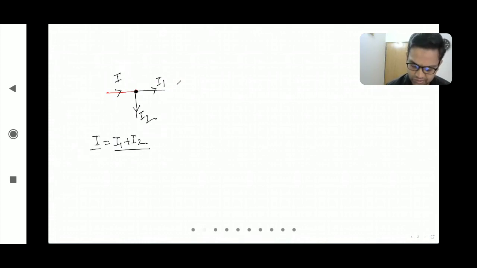Another way to explain is that in any junction, the total summation of the current is 0. For example, you can rewrite this equation by this.